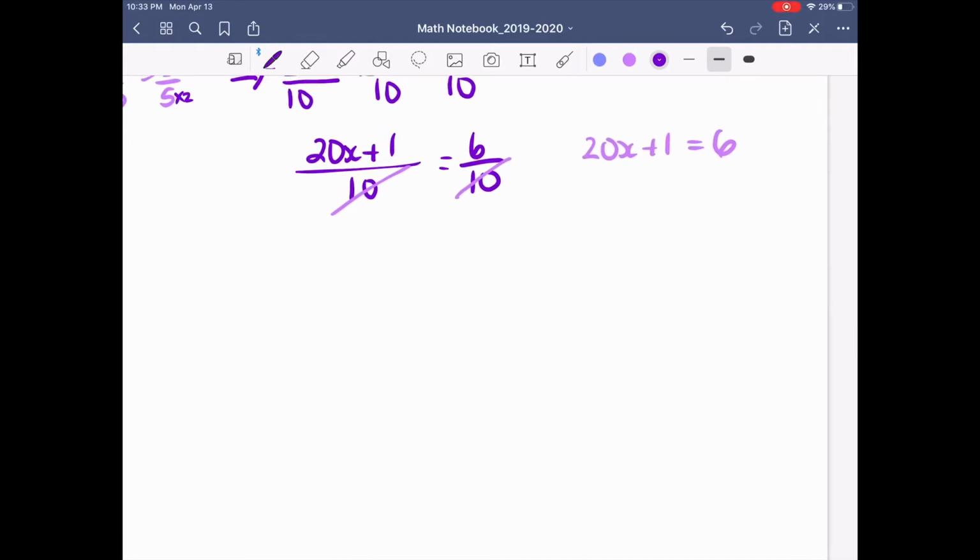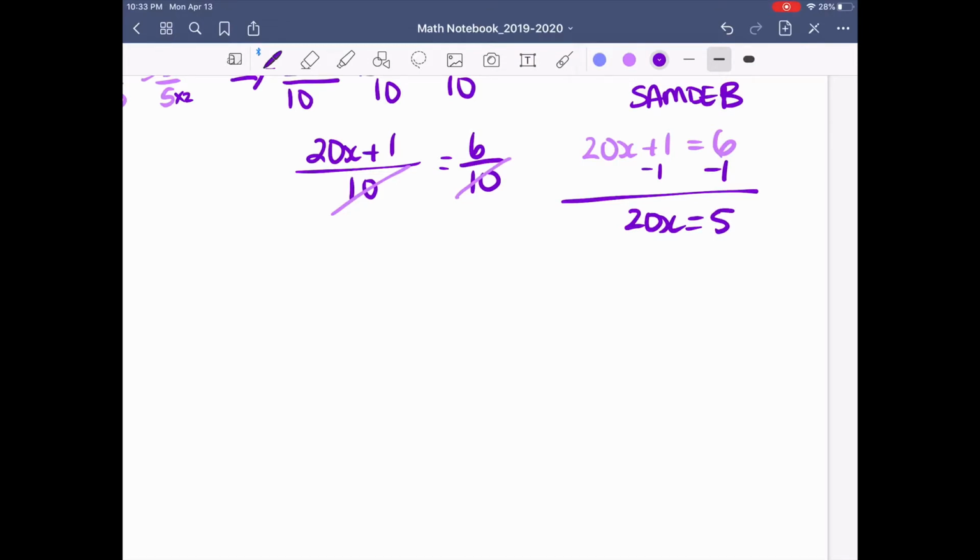So 20x plus 1 is equal to 6. Now you do what you did in 8.1 and solve using opposite operations. So you're going to do SAMDEB, which is opposite operations. So you're going to subtract 1 from both sides. This gives you 20x is equal to 5.